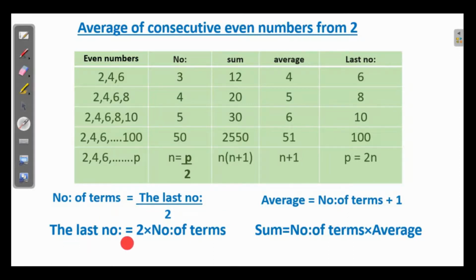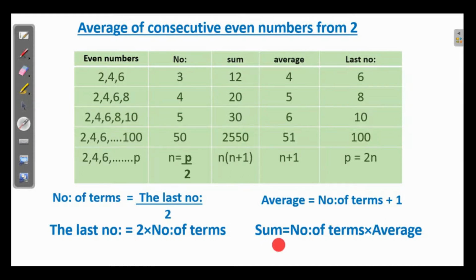And the last number is equal to 2 into number of terms. Here, P means whatever may be the last number. To get the last number, P is equal to 2 into N. 2 into number of terms, here 50. 2 into 50 is 100. 100 is the last number. And 2 into 5 is equal to 10. 10 is the last number. 2 into 4 is 8. 8 is the last number, in that way.